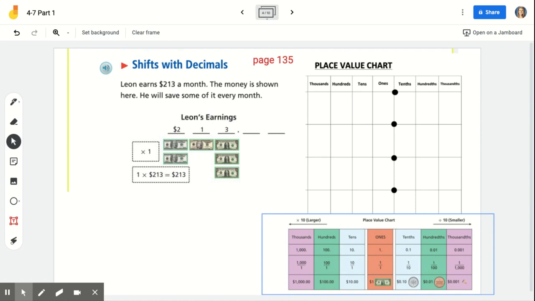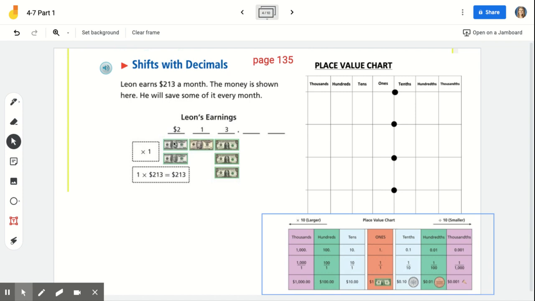Okay, moving into lesson 4-7, we're on page 135, and I'm going to front load and introduce to you what we're going to be learning in this lesson, so please follow along closely. In this lesson, we're going to be looking at shifting with decimals, and basically we're going to be multiplying numbers in which all we have to do is move them a certain direction a certain amount of times in our place value chart, depending on what number we're multiplying it by.